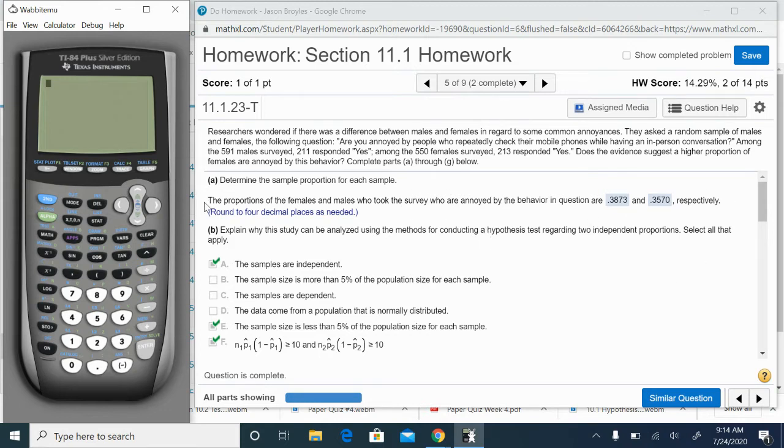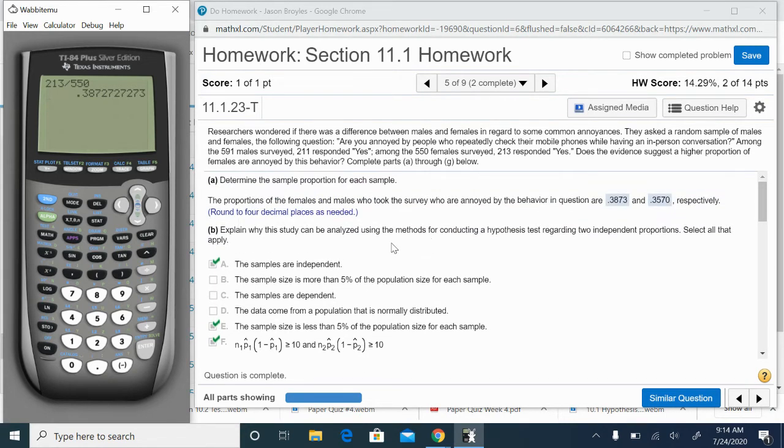So if you do the proportion for the females, that's these numbers here, the 213 and 550. So if you go 213 divided by 550, that's how I got this 0.3873 right here. For the males, you would do the 211 divided by 591, and that gives you this 0.3570. Those are just the proportions for each one of those.